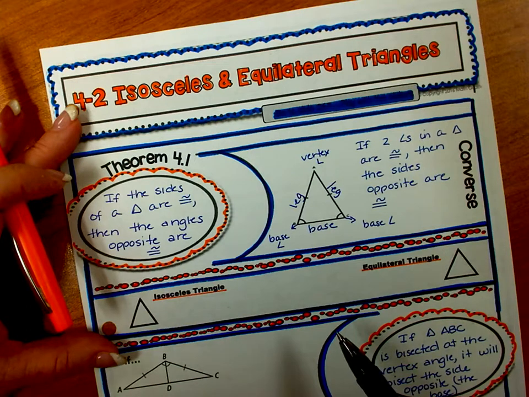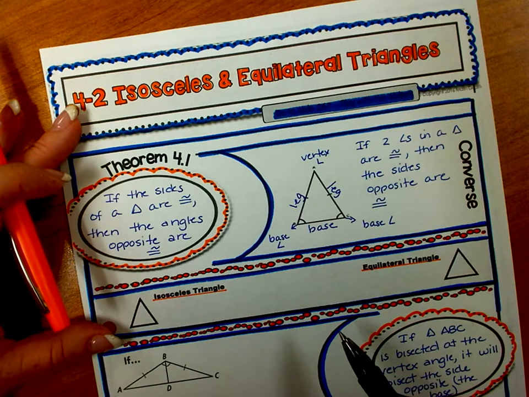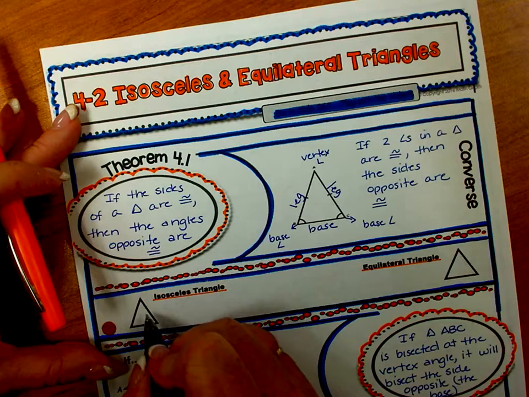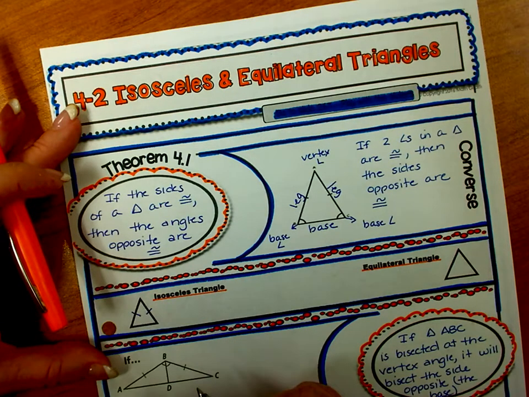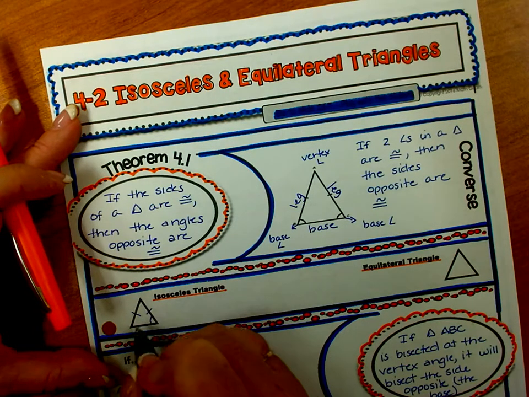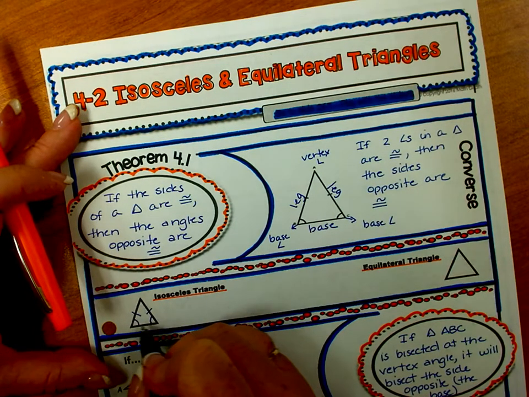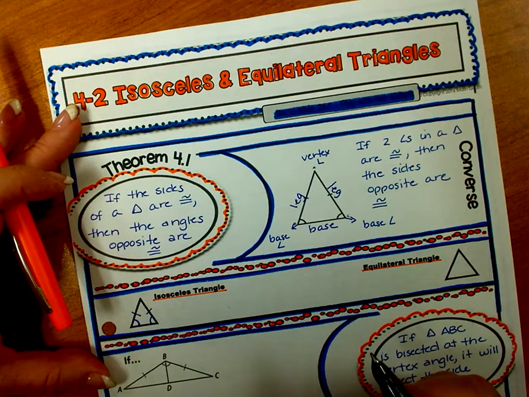If two sides of a triangle are congruent, the triangle is isosceles. So down here we have a picture of an isosceles triangle, and since the two sides are congruent, then we know that the opposite angles are also congruent, and those are the base angles.